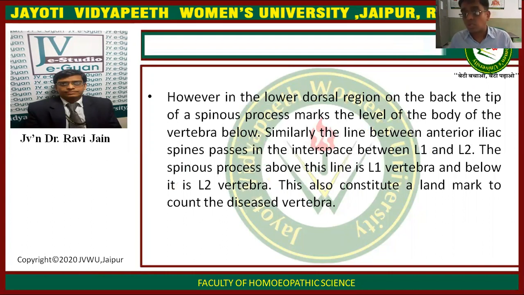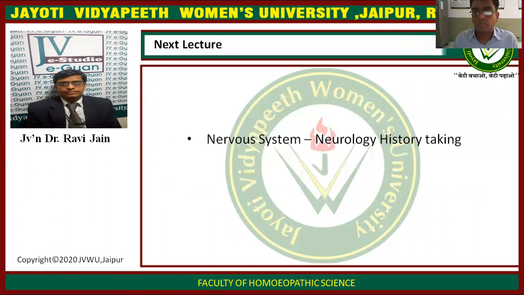However, in the lower dorsal region of the back, the tip of the spinous process marks the level of the body of the vertebra below. Similarly, the line through the anterior iliac spines lies in the space between L1 and L2. The spinous process above the line is L1 vertebra and below it is L2. This also constitutes a landmark to count the diseased vertebra. So this was all for today: how do you count the vertebra for finding out the diseased vertebra?